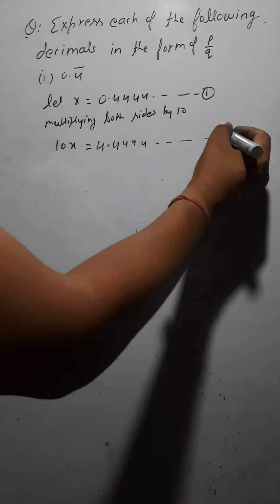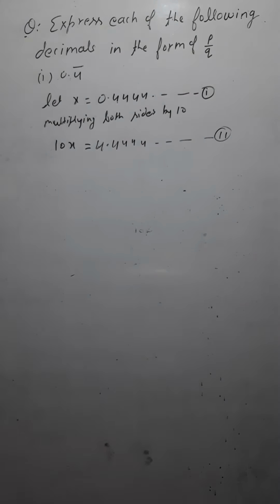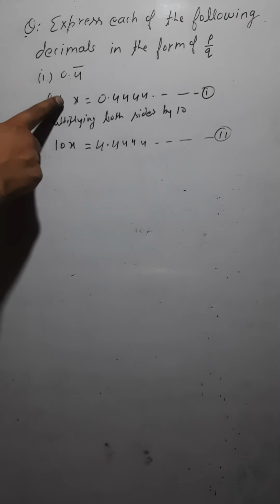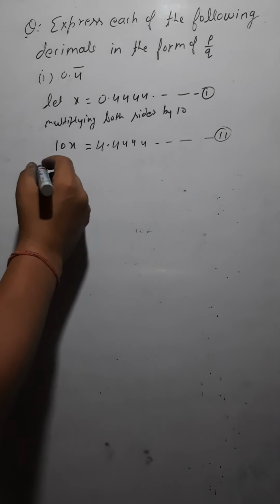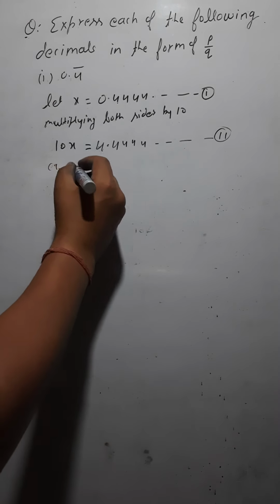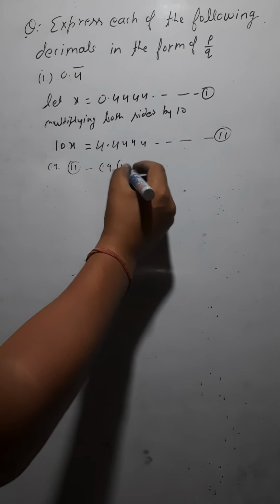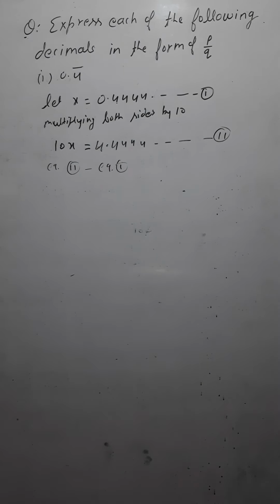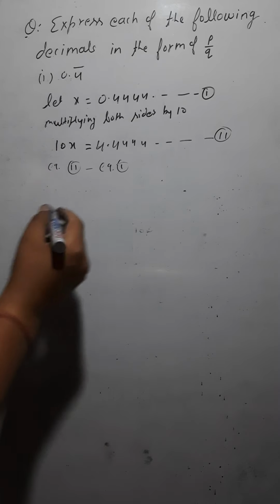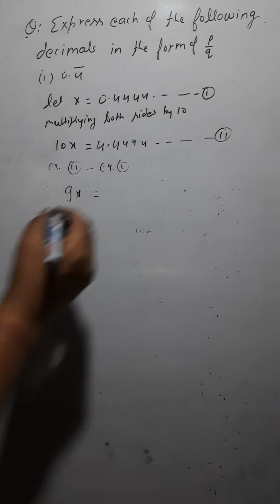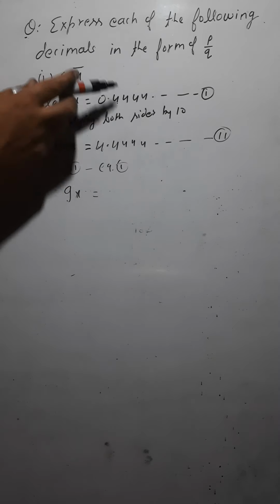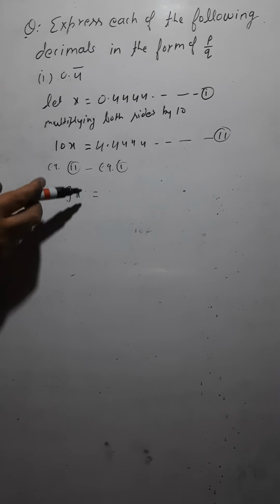So this is how you have two equations. Okay. Now what we would do? We would subtract equation 1 from equation number 2. Now we would do equation 2 minus equation 1. Okay, the subtraction now. 10x minus x would be 9x. Look here, I am subtracting both. 10x minus x would be 9x.